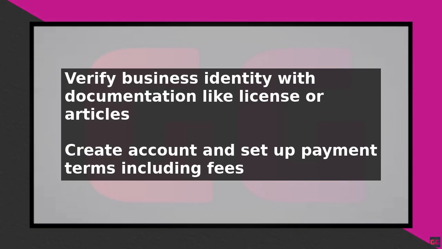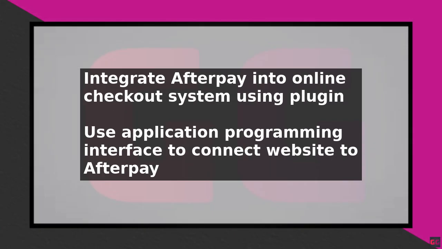After you have set up your payment terms, you will need to integrate Afterpay into your online checkout system. This can be done by installing a plugin or module on your e-commerce platform, or by using an application programming interface to connect your website to Afterpay. Many popular e-commerce platforms such as Shopify and Magento have pre-built integrations with Afterpay, making it easy to get started.